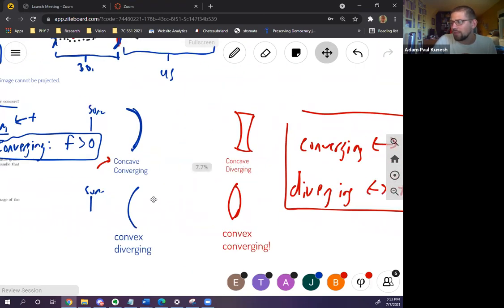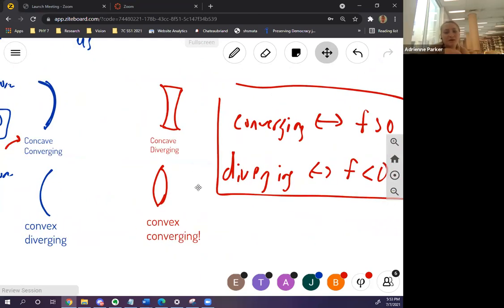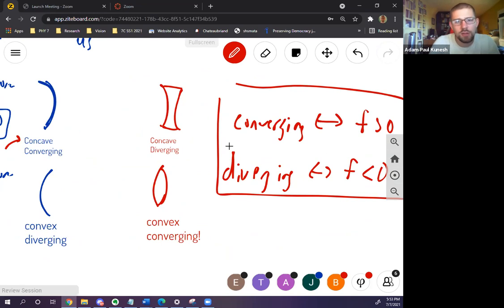Okay, wrap up questions here. We can focus on it for another second. Yeah, Adam, go for it. So even when you're talking about mirrors, on this upcoming test, it's going to say converging versus diverging? That's right. We'll say converging and diverging.